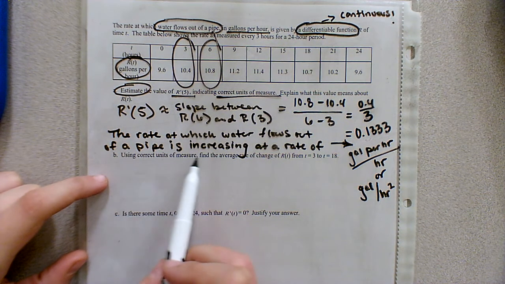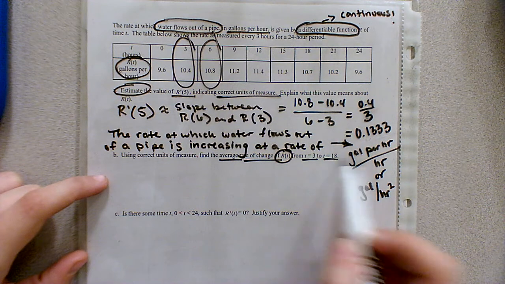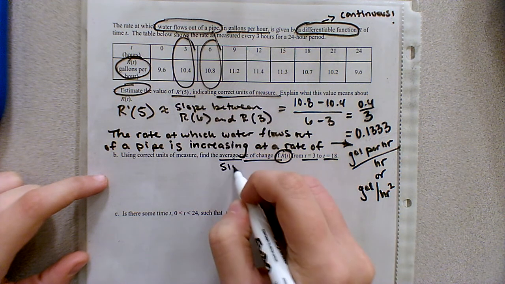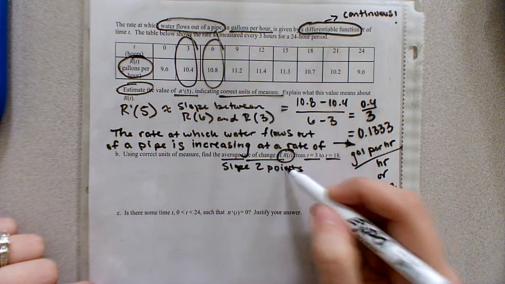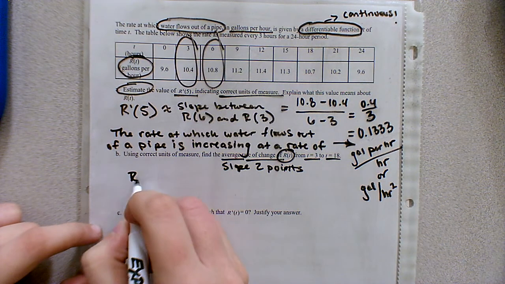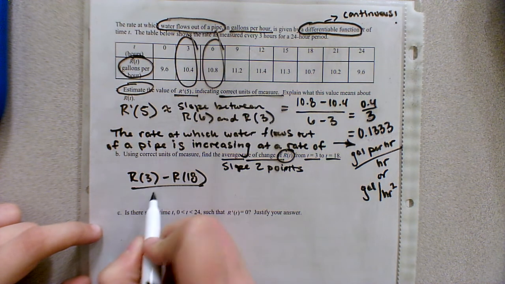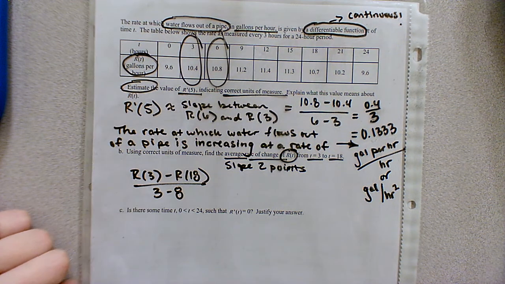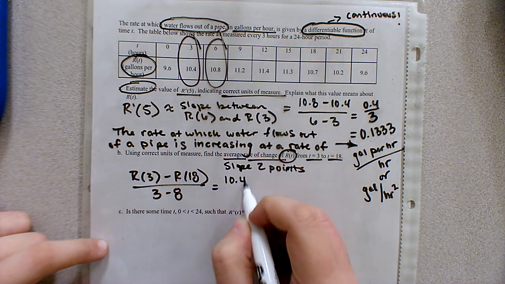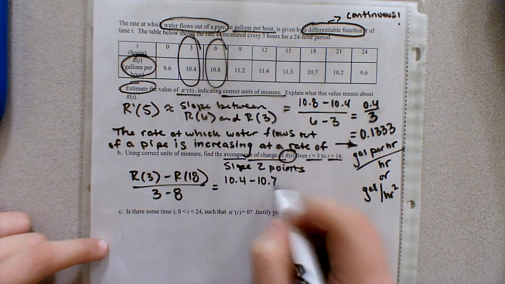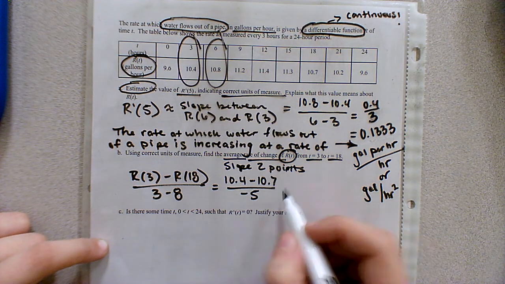Using correct units of measure, find the average rate of change of R of t from 3 to 18. So average means the slope between 2 points, okay, specifically your endpoints. So we need r of 3 minus r of 18, those would be your y values, over the change in the x values. So based off the table, r of 3 is 10.4, r of 18, 10.7. 3 minus 8 will have negative 5.